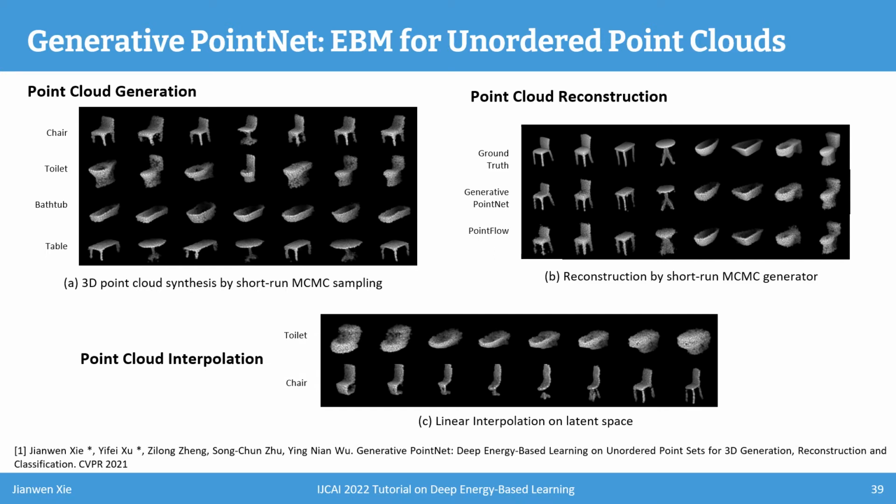Since the short-run MCMC is a latent variable model, we can perform interpolation in the latent space to demonstrate the learned latent space is meaningful. Figure C shows two examples. The transition in each row displays the sequence of reconstructed point clouds with the linearly interpolated latent vectors.